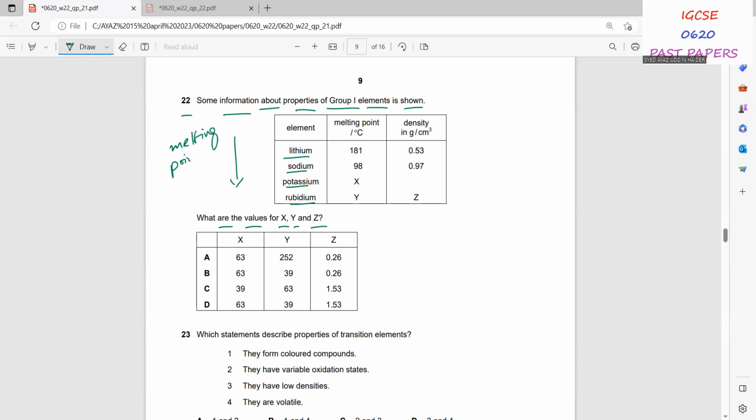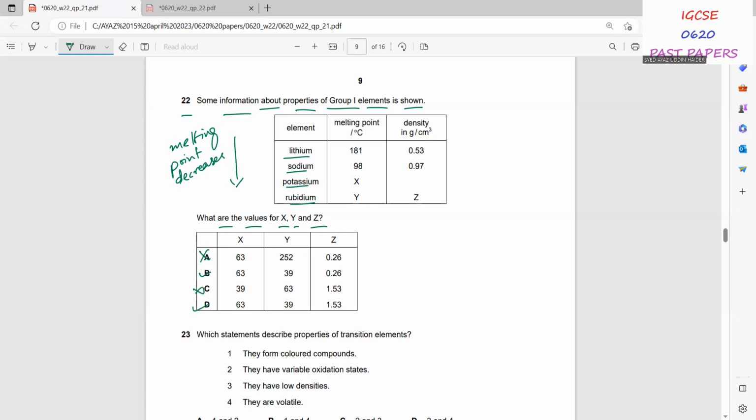Melting point decreases. So both of these must have melting point less than this. Even rubidium must have melting point lower than potassium. So X and Y: either B is correct or D is correct. Both A and C are incorrect.